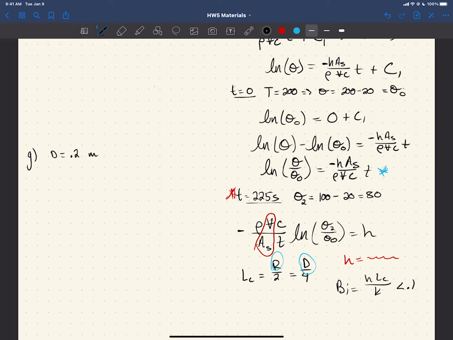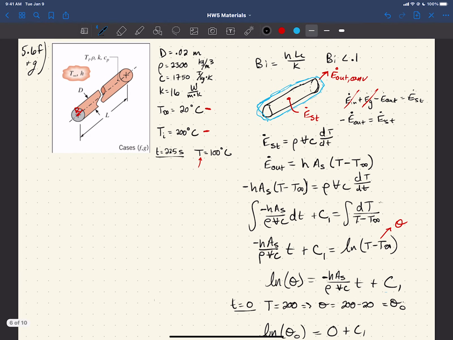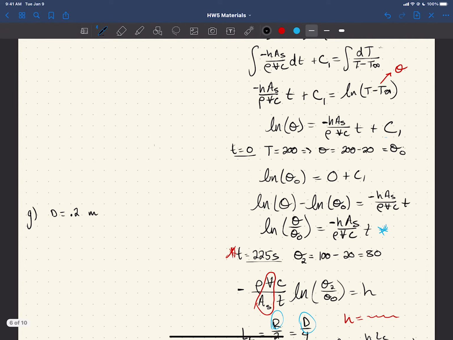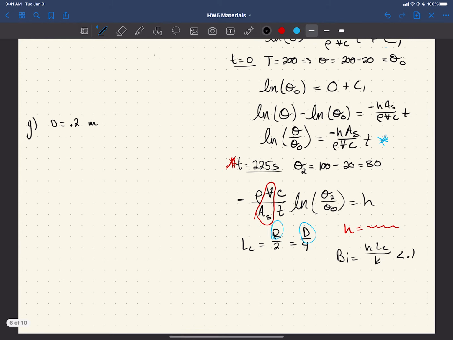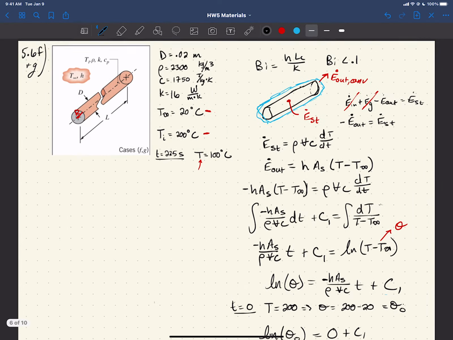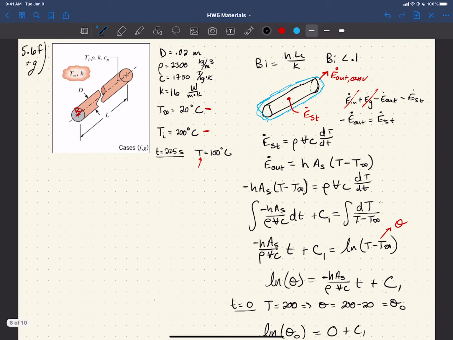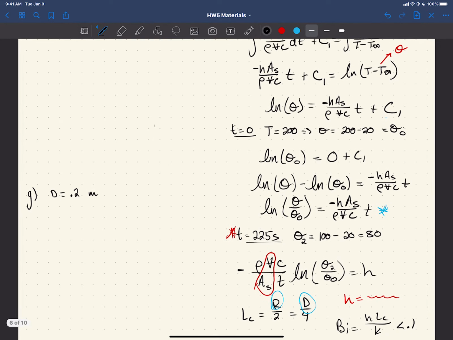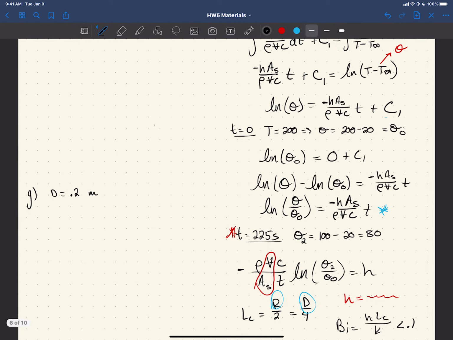Then in part G, you basically repeat the whole thing, except now instead of your D being 0.02 meters, it's 0.2 meters. So you recalculate your Biot number and make sure it's less than 0.1. Let me backtrack. You're going to repeat the whole thing and find h again, then plug all the new numbers in and make sure it's still less than 0.1.